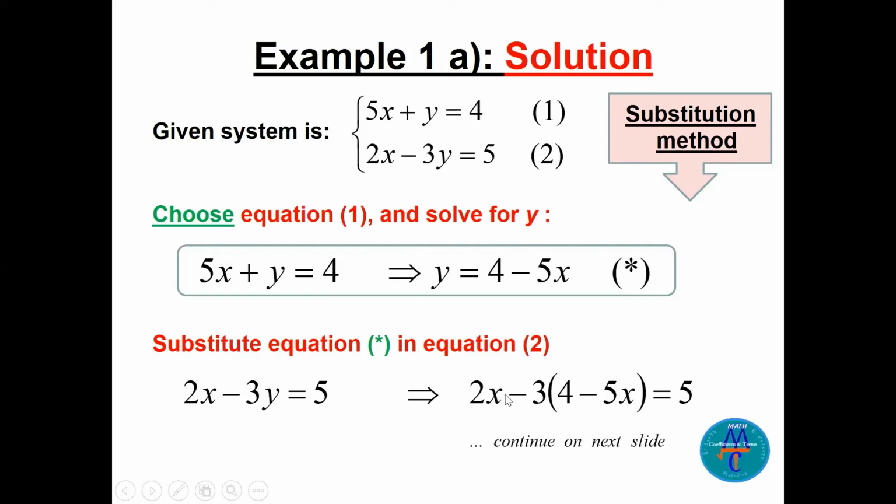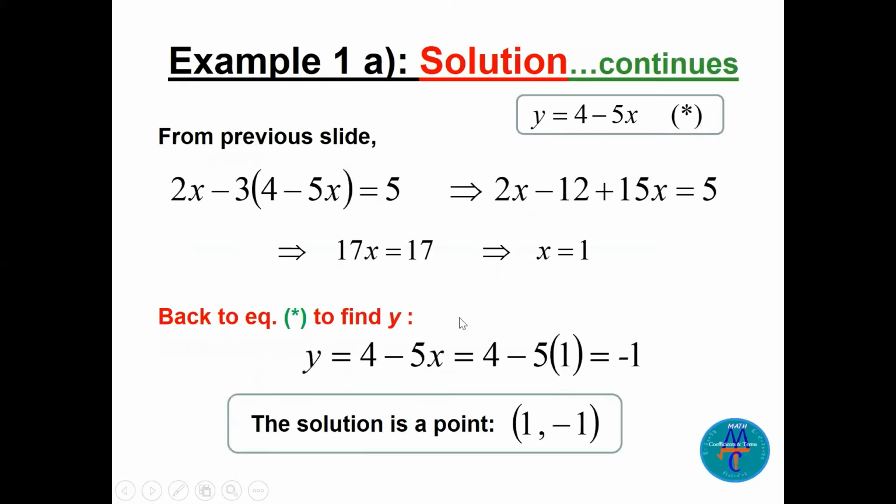So I put here 2x minus 3, and I have to put brackets, 4 minus 5x, this is the star, equals 5. That's equation 2. Now we simplify this result. So I multiply here, being careful with the signs, minus 12 and then plus 15x. You add like terms, you get 17x is equal to 17. Divide by 17, x will be 1.